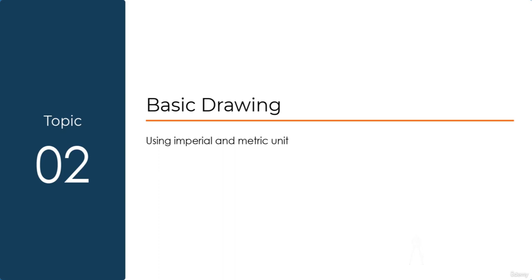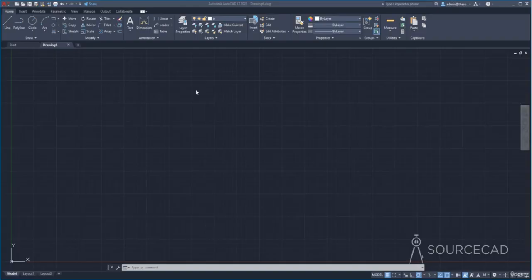Let's now talk about using the metric or imperial system in our drawings. Depending on the unit which you have selected, the actual drawing system will be decided. So if you are using inches, then of course you're just making your drawing using imperial system. If it is in mm, it's metric. Now, it's actually more than that. Just deciding the unit is not all.